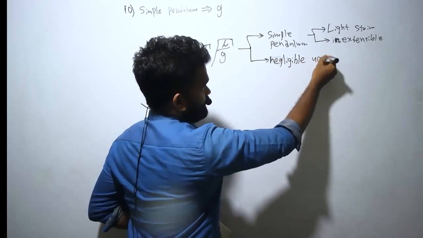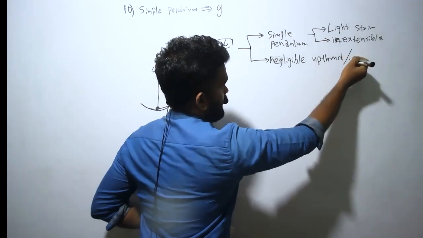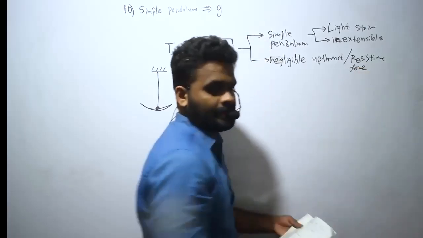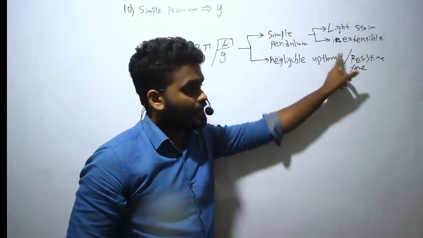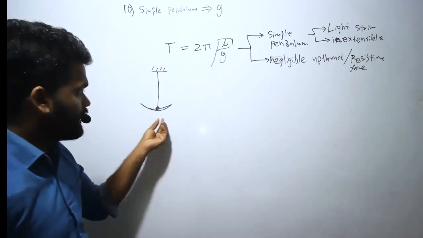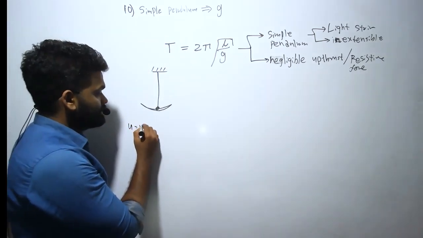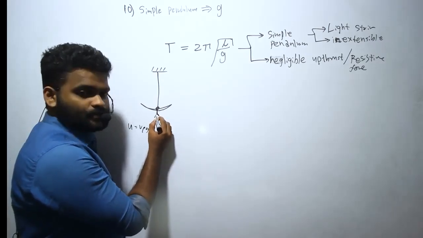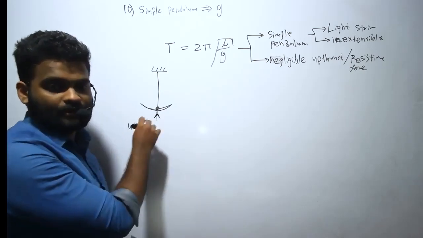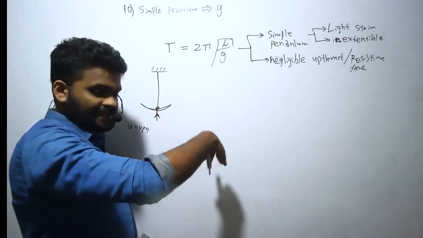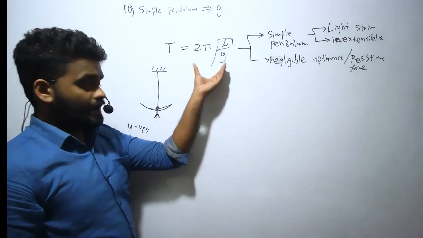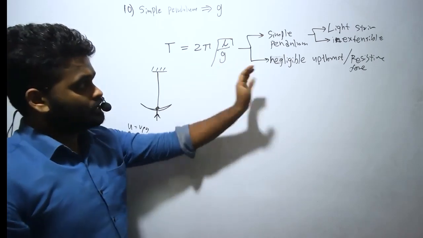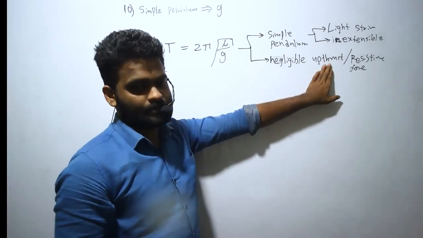Negligible upthrust and resistive force. Resistive force should be negligible, right? Upthrust also should be negligible. You know upthrust, U equals Vρg. We have to make sure that the upthrust is negligible. So we cannot use this equation inside a liquid, right? We have to do this in air or a vacuum. Then we can apply this equation. So we can say upthrust is negligible.